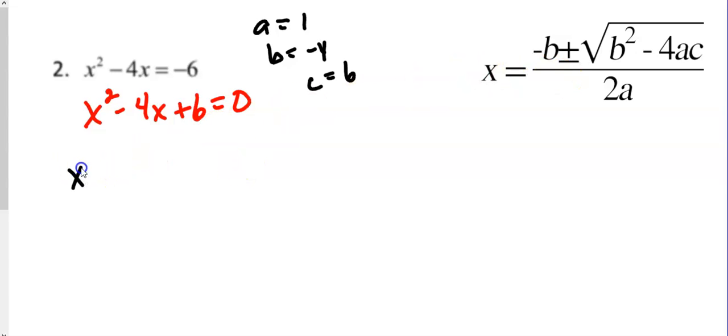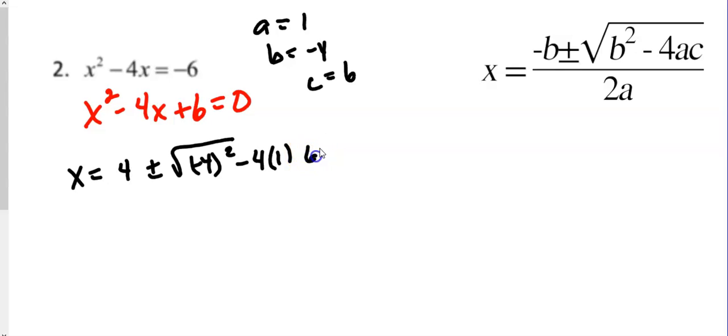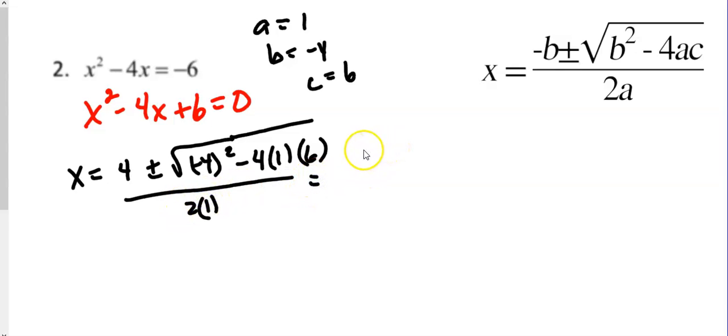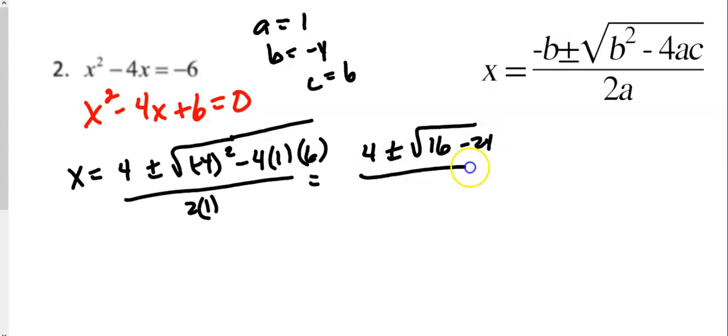So again, plug and chug. The opposite of -4 is going to be +4 plus or minus the square root of -4 squared minus 4 times 1 times 6 all over 2 times 1. So 4 plus or minus the square root of 16 minus 24 over 2. So we end up with 4 plus or minus the square root of -8 over 2.